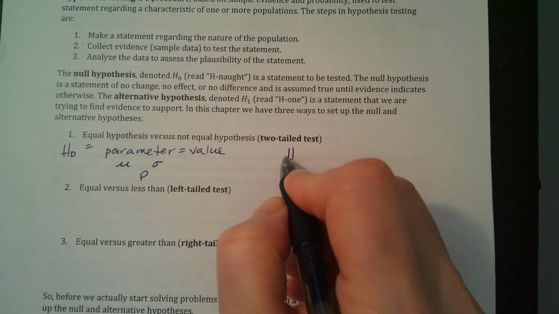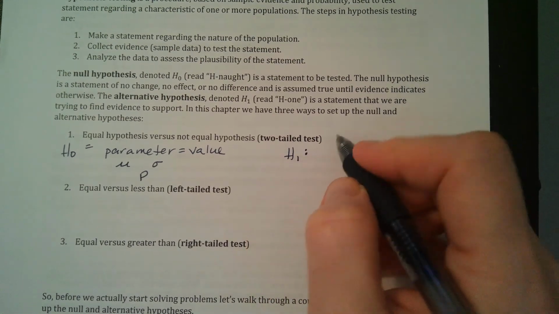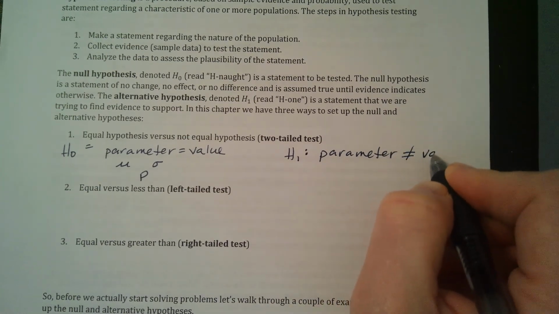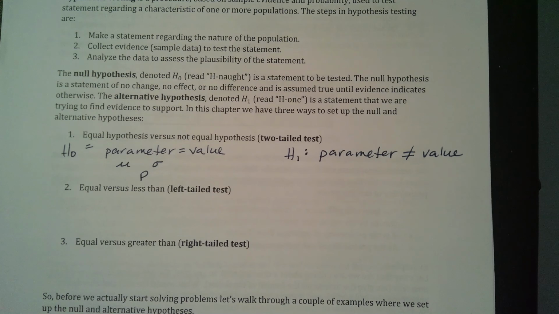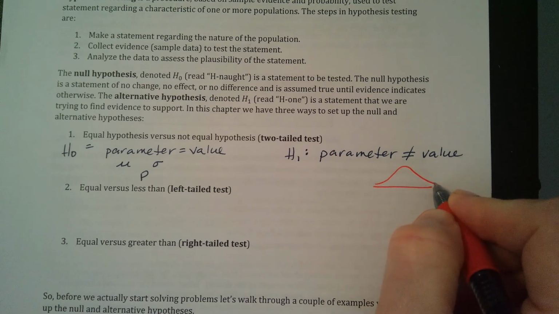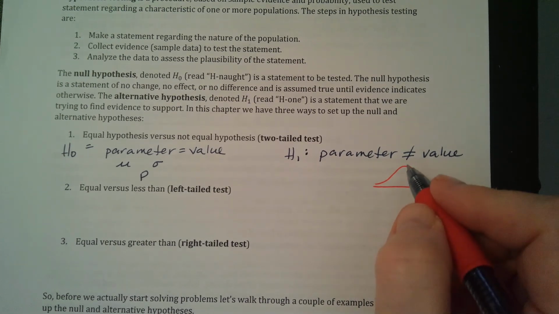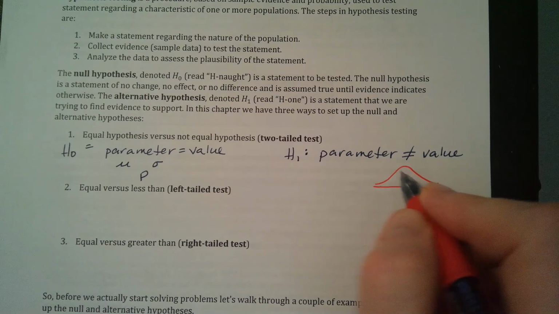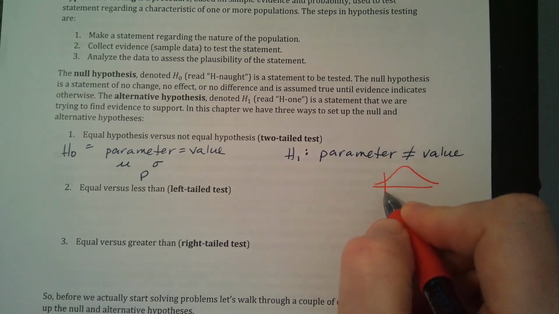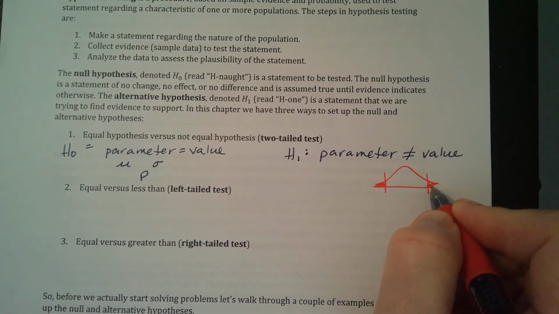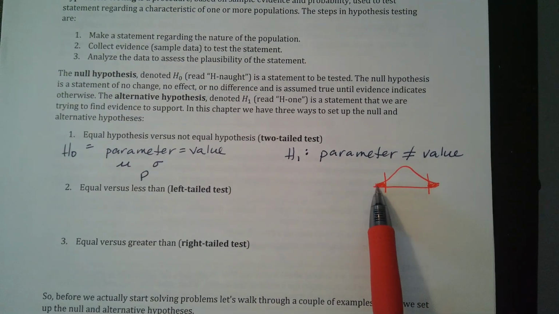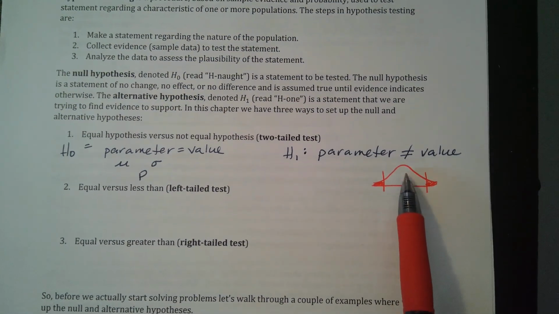The alternate hypothesis we're going to use is that that parameter is not equal to that value. A picture of this in a normal distribution curve: if the parameter is in the middle and we say it's not equal to, that means it lies in one of these two tails. So either your sample was very much larger than or very much smaller than your original parameter, which was in the middle.